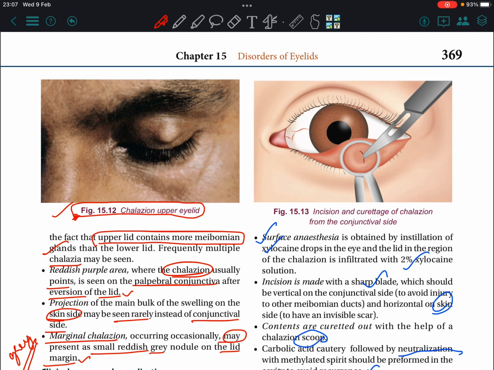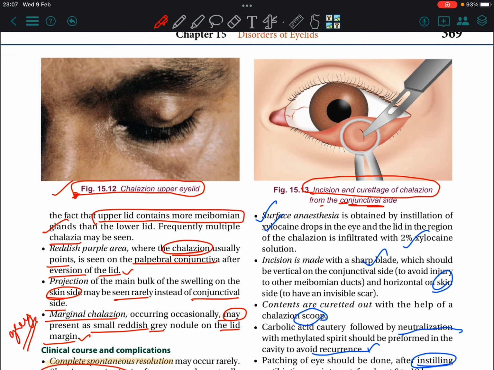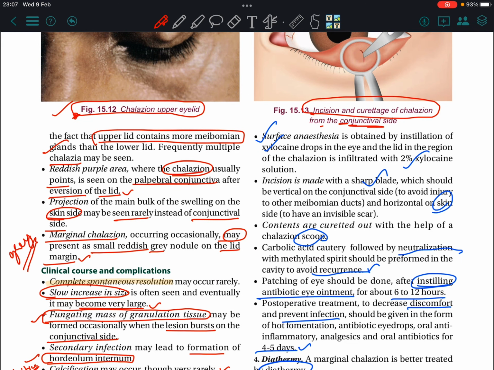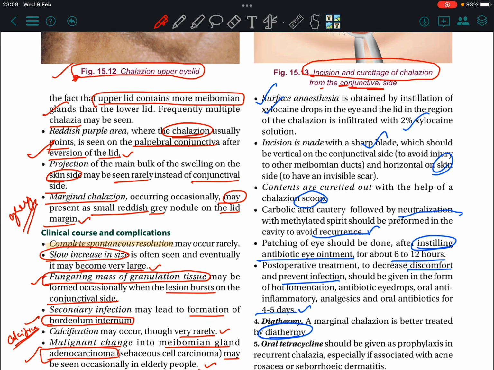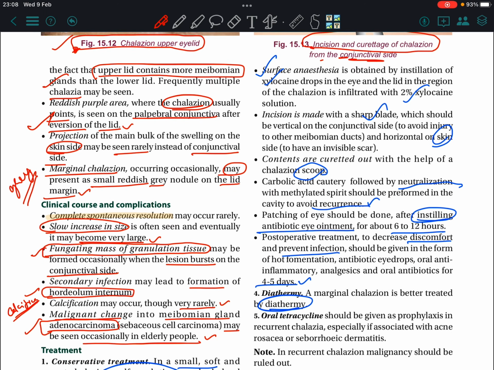It is done by incision and curettage of the chalazion from the conjunctival side. A reddish purple area where the chalazion usually points is seen on the palpebral conjunctiva after eversion of the lid. Projection of the main bulk of the swelling on the skin side may rarely occur instead of the conjunctival side. Marginal chalazion, occurring occasionally, may present as a small reddish grey nodule on the lid margin.